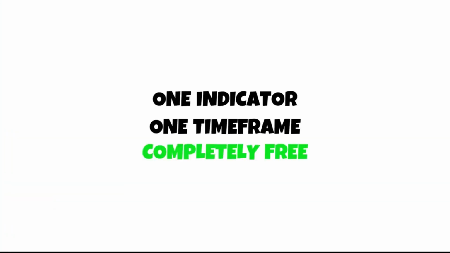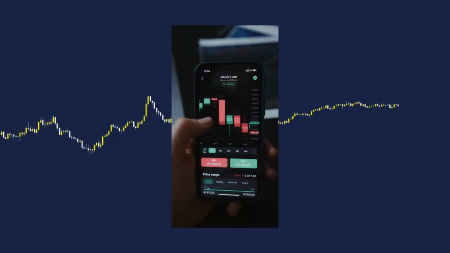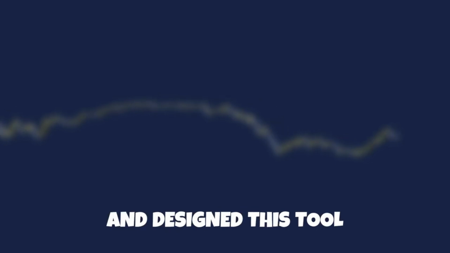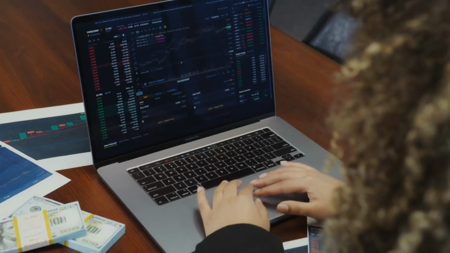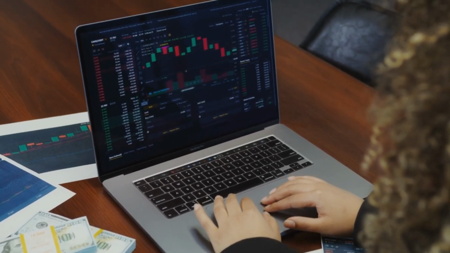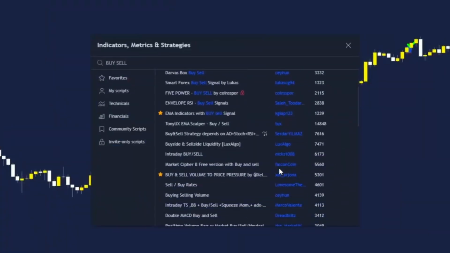One indicator, one time frame, completely free, can be traded anywhere with your phone, even on MT4 and MT5. This powerful indicator was invented by a man named Dean Malone. He wanted a way to see the bigger picture with ease and designed this tool to assess the overall market conditions. And on top of that, having an indicator telling him exactly when to take buys and sells. Just like a buy and sell indicator on TradingView, but better.